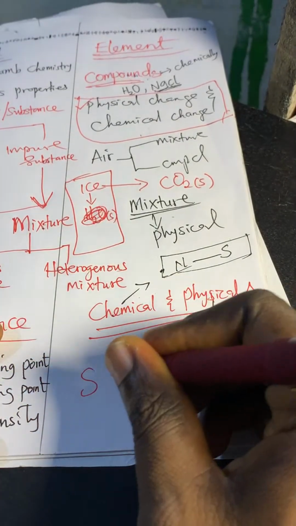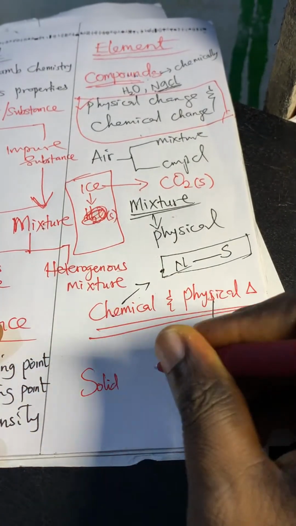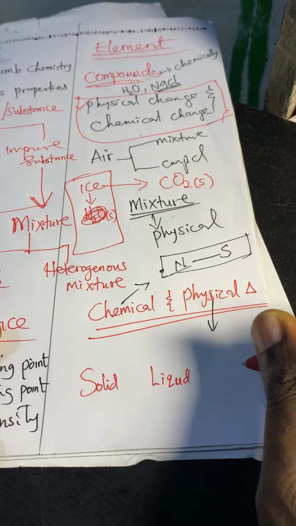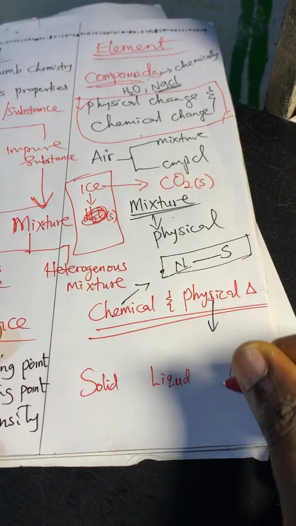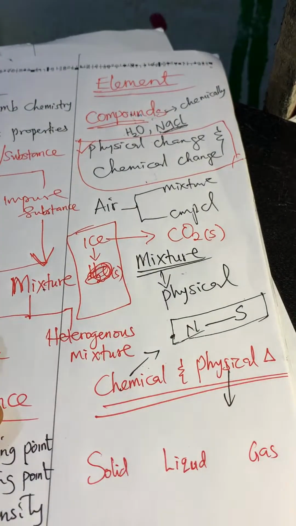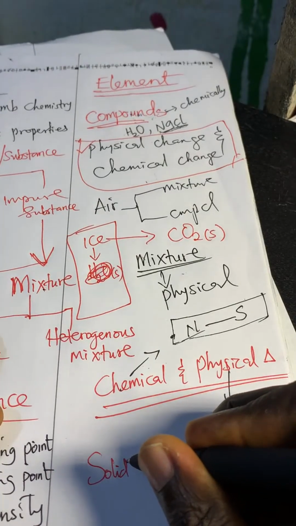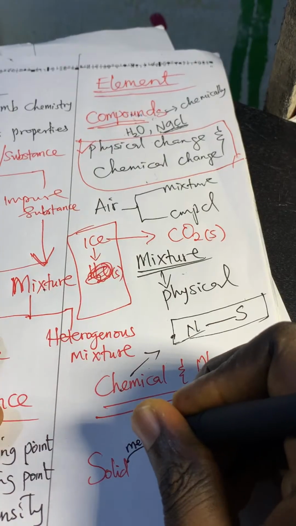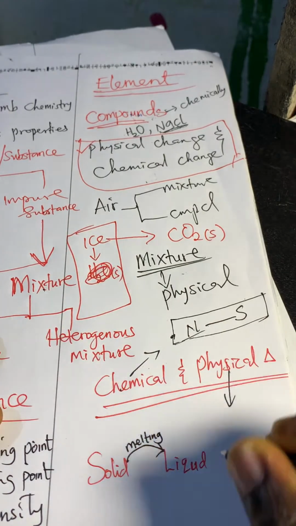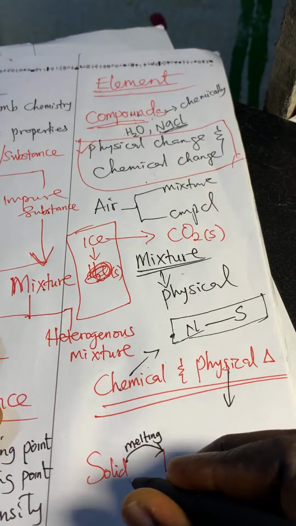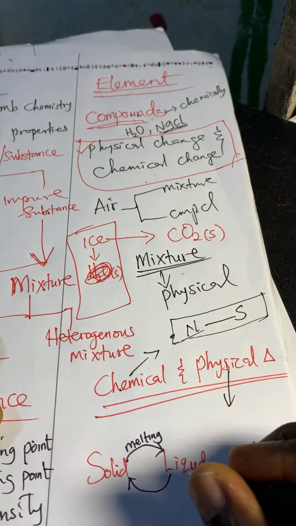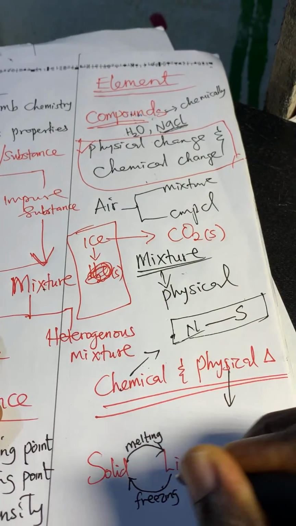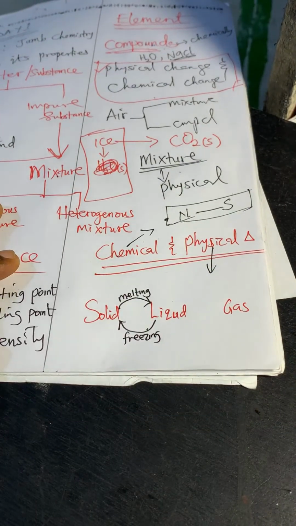You see solid, you see liquid, and you see gas. Now, there is a process whereby solid changes to liquid. We call it melting. But when liquid changes back to solid, we call it freezing. All these things are physical changes.